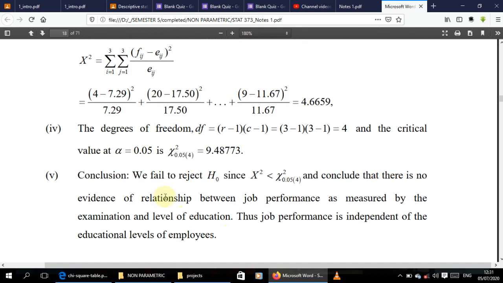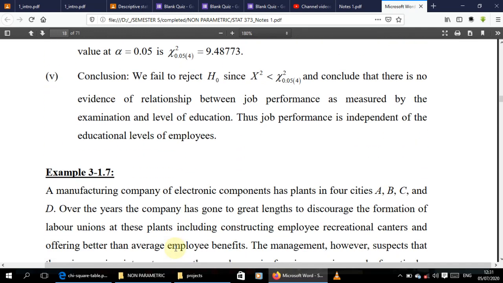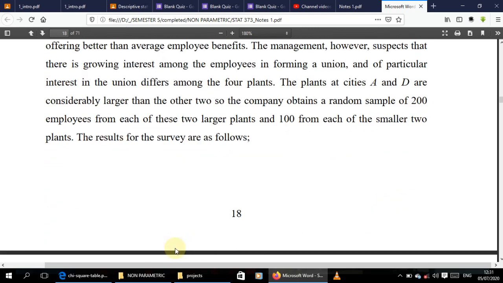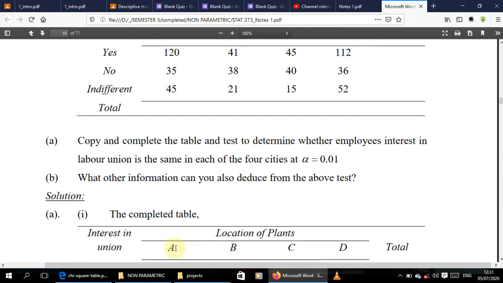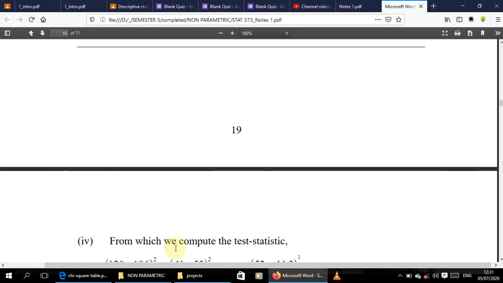We fail to reject H naught and conclude that there is no evidence of a relationship. Failing to reject H naught means you are going with the null hypothesis, which says they are independent. So there is no evidence of a relationship between job performance as measured by the examination and the level of education. Job performance is independent of the educational level of employees. This is a typical example 2, which you can go through. It is easy, and you'll be fine.